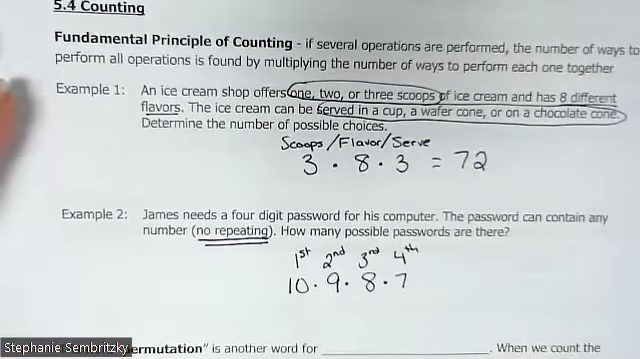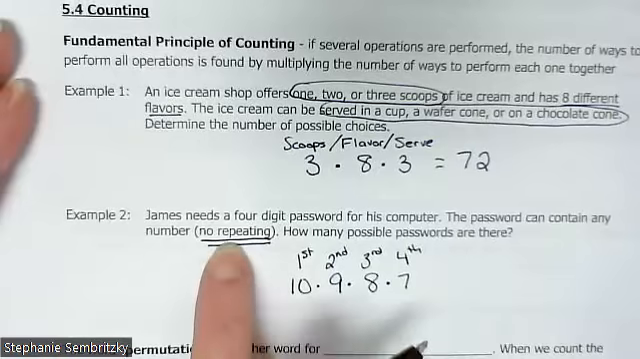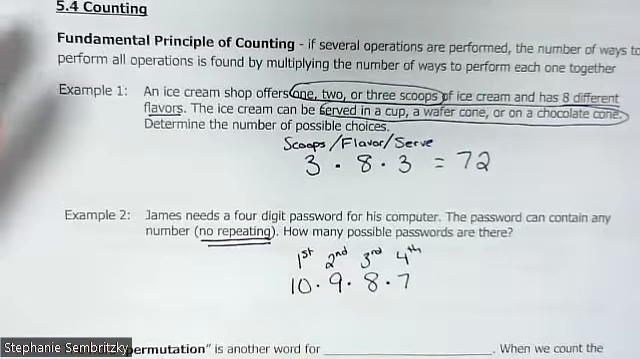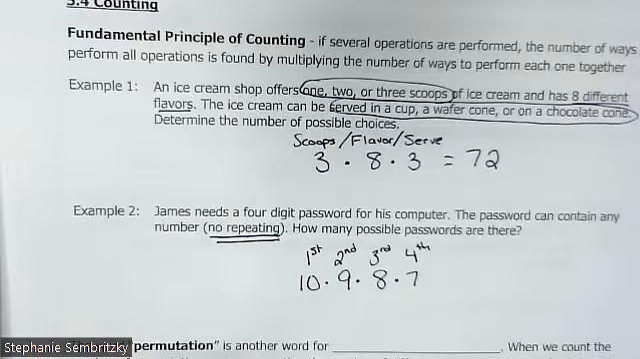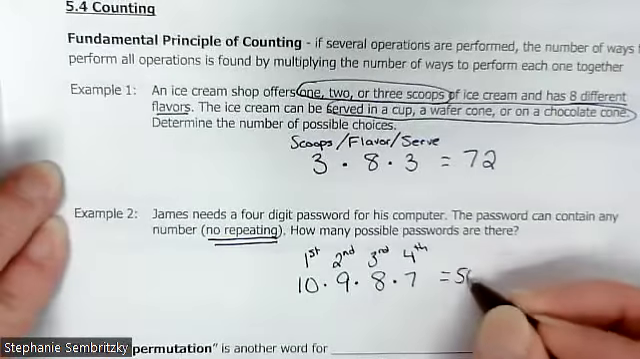What if they had said they could repeat? 10 times 10 times 10 times 10. But because it said no repeating, we have to change it each time. So that total would be, okay, 5,040 ways.